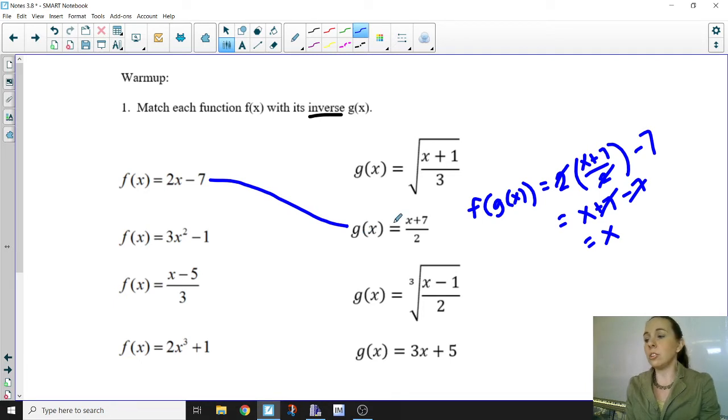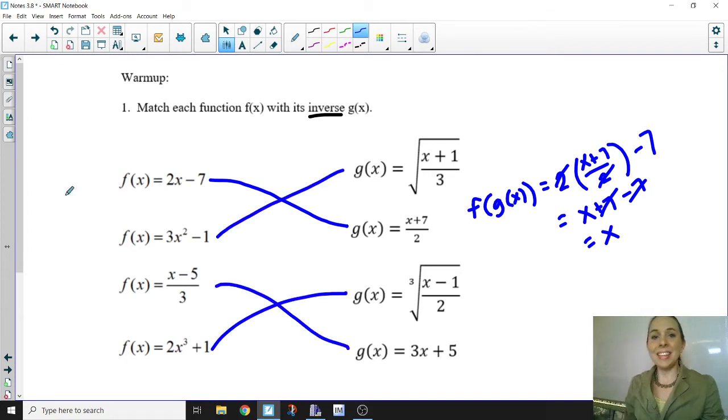I would encourage you to pause the video at this time and try to match up each f of x with its inverse g of x, and then come back to me and I will have the answers for you. And I'm back, and I have all of the matches. How did you do? Hopefully pretty well. And again, I don't expect you to really write out all of the checking to make sure that you get x whenever you compose the functions, because you could probably tell just by scanning which ones matched up as inverses. So that was just a quick exercise to get to know what inverses look like.